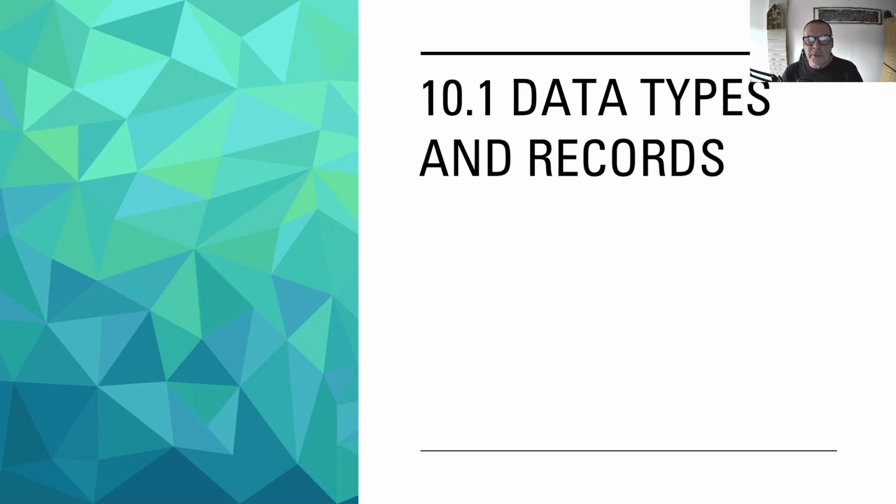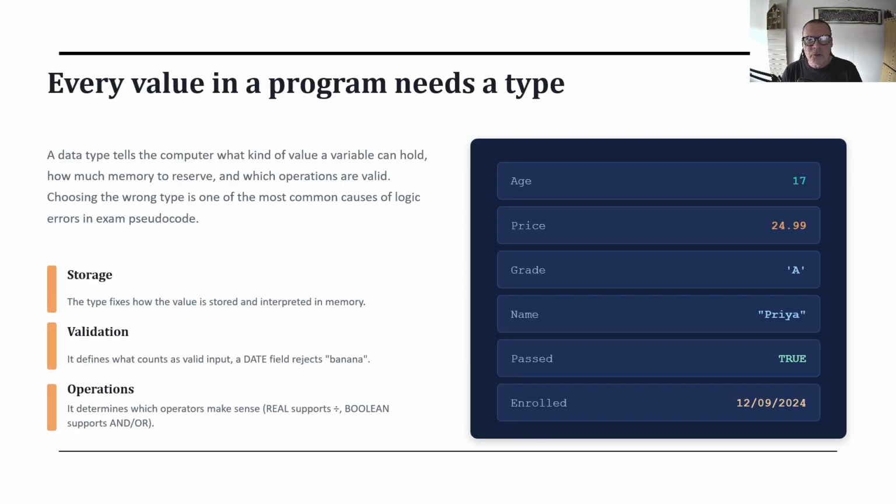So in this video we look at data types and records. This is section 10.1 of the CIE 9618 computer science course. When we're creating variables in programs, we need to define what data type they have. Some programming languages are statically typed, which means you declare the data type before you start using the variable, and that applies to CIE exam pseudocode.